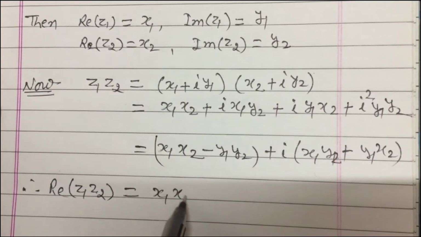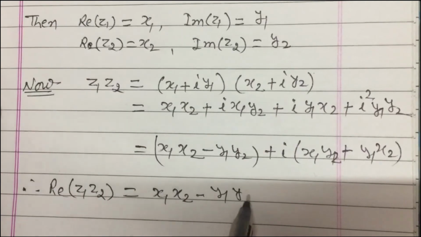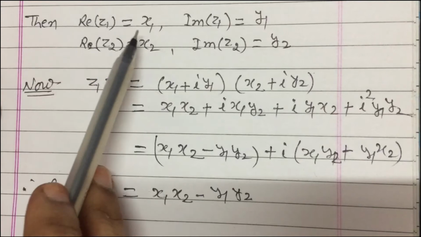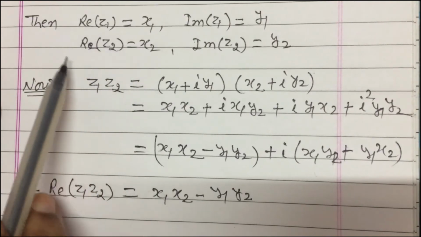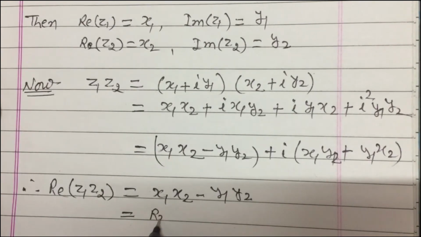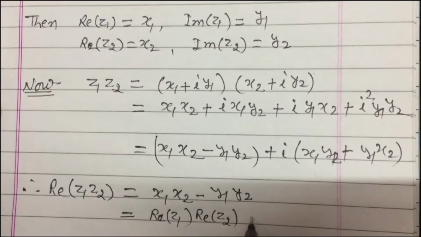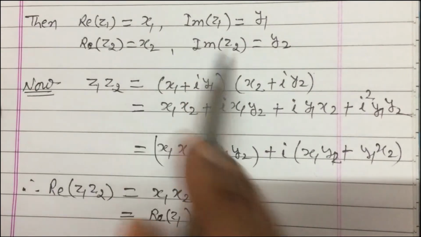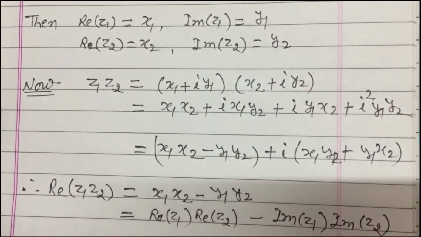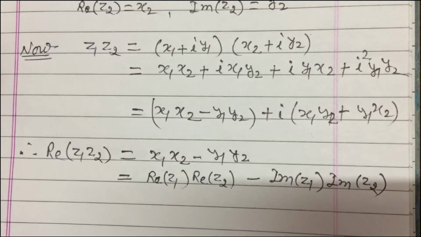So it's x1 x2 minus y1 y2, and we have already taken real part of z1 is x1 and real part of z2 is x2. So here we can write in place of x1 the real part of z1, and the real part of z2, minus y1, which is the imaginary part of z1, and the imaginary part of z2. Hence proved.